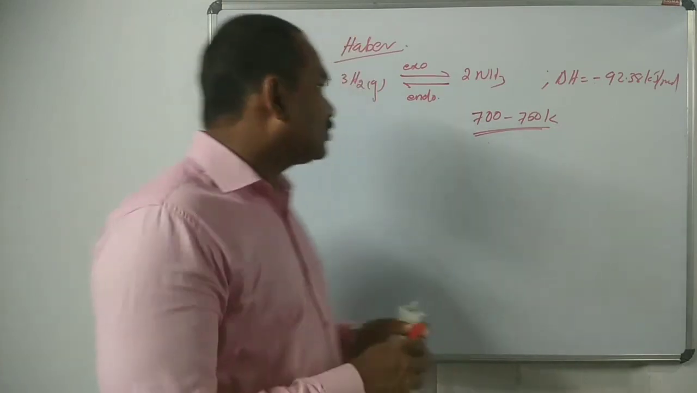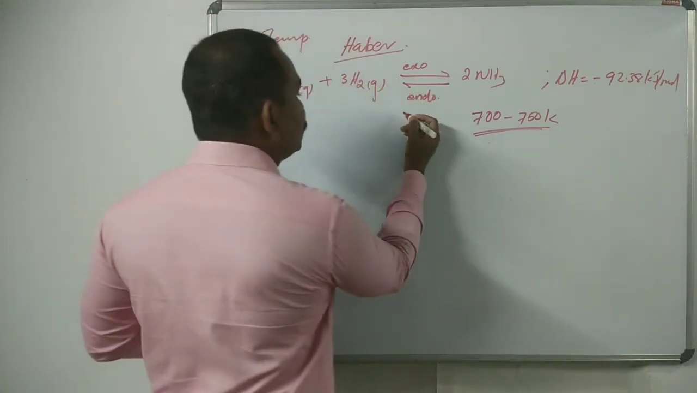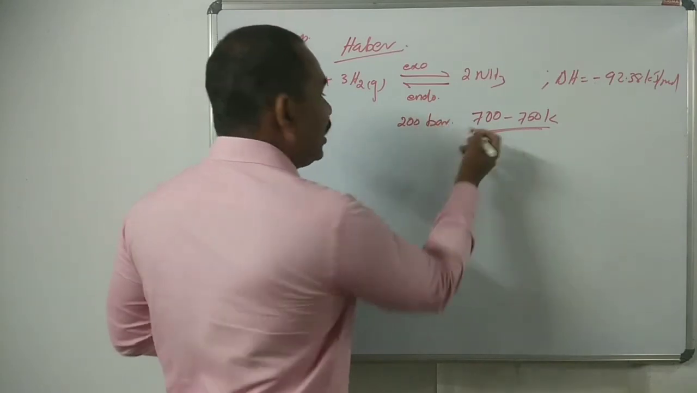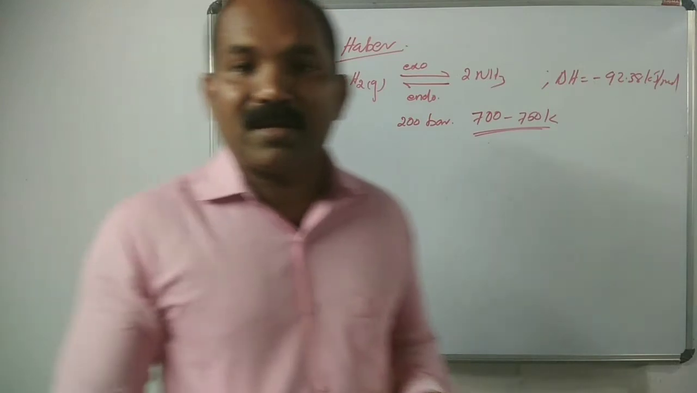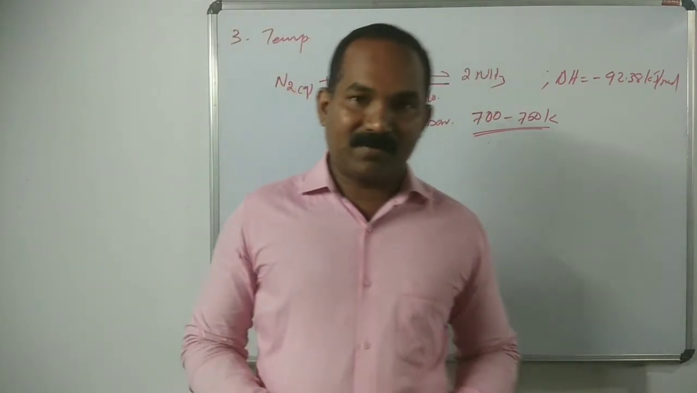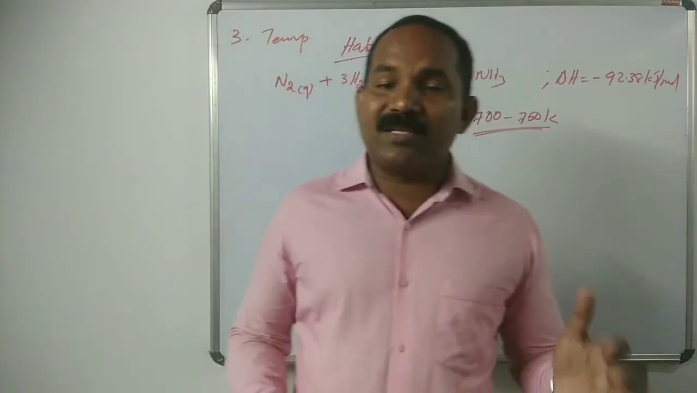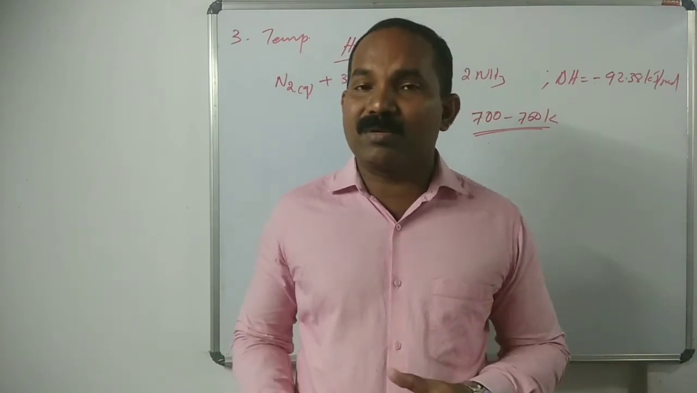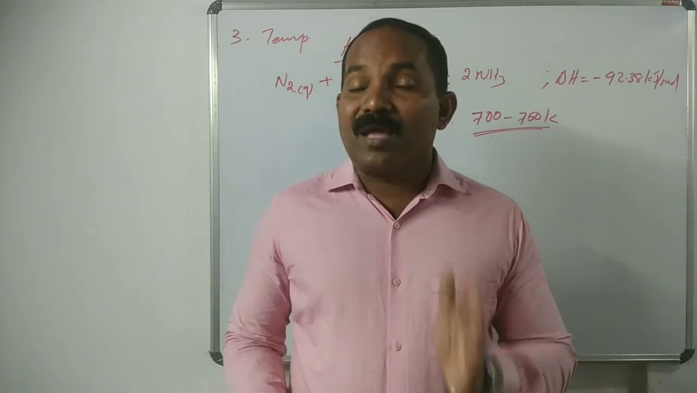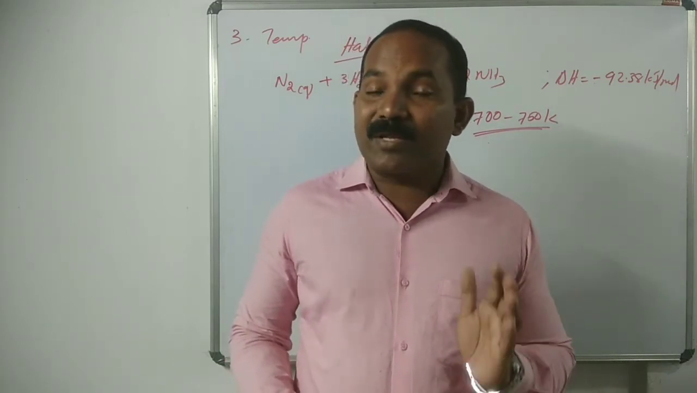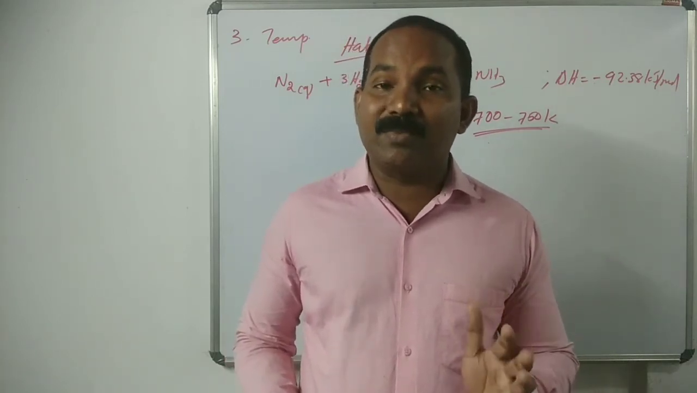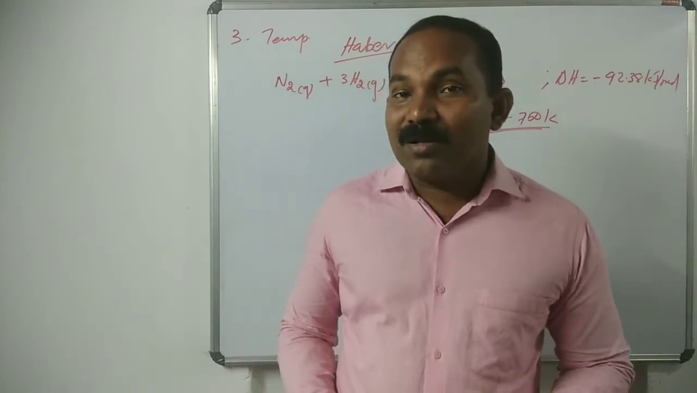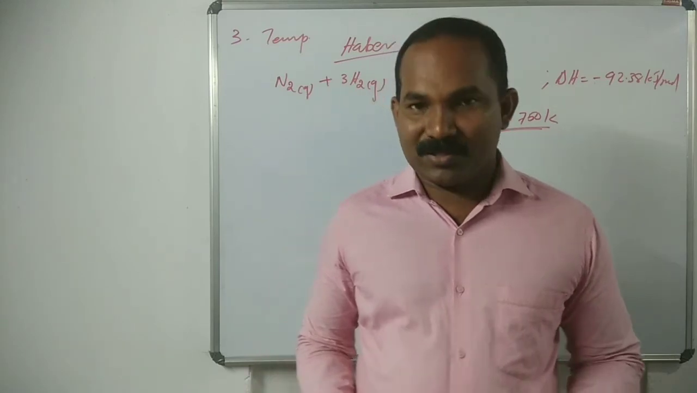So in Haber process, the pressure is 200 bar and the temperature is 700 to 750 Kelvin. Okay, so temperature increases, endothermic reaction is favored; temperature decreases, exothermic reaction is favored. However, in practice, some reactions, even exothermic ones, require high temperature to reach the threshold energy.